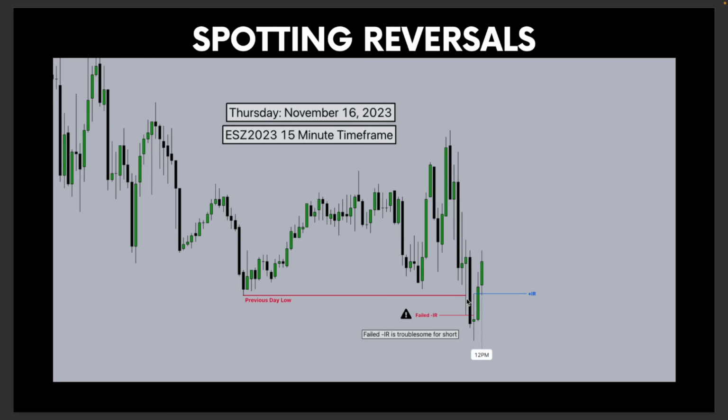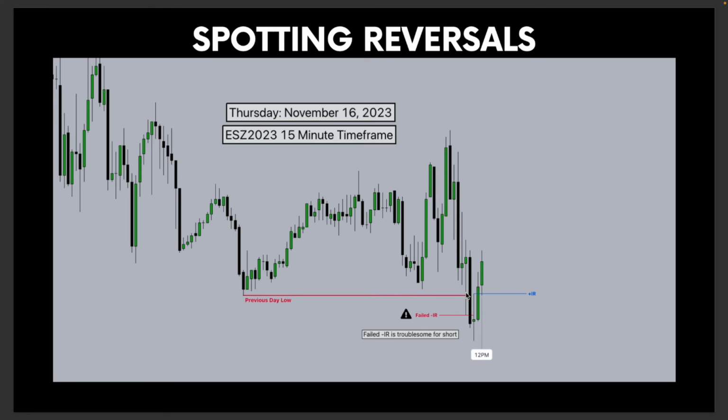So just like the earlier example, after we purge this previous day low, we get an immediate rebalance, right? This wick comes up into this wick. So using that rule of thumb, the next two candles should have expanded lower. We did not get that. That's troublesome for the short.